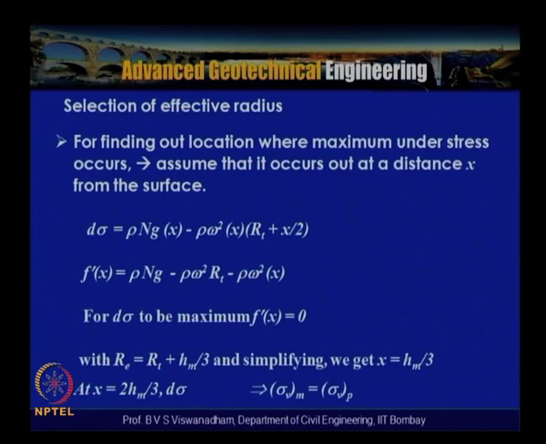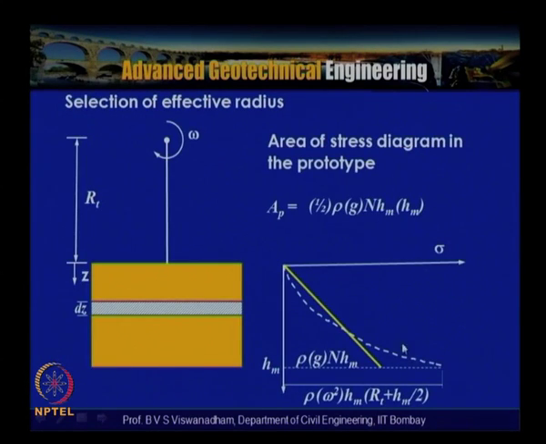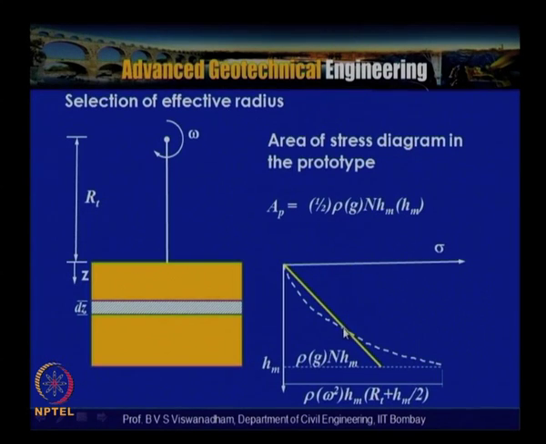So when you look back into the figure, this is that point from the surface, which is at 2hm by 3, and this is hm. This is actually at 50% of the height, the point at which this is crossing, where the maximum under stress is occurring. That is where we have located x equal to hm by 3.